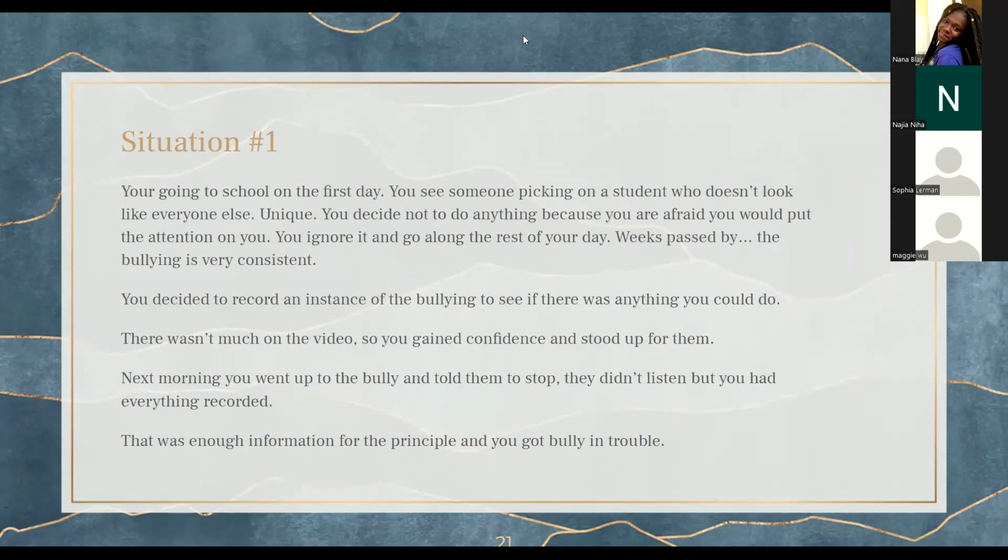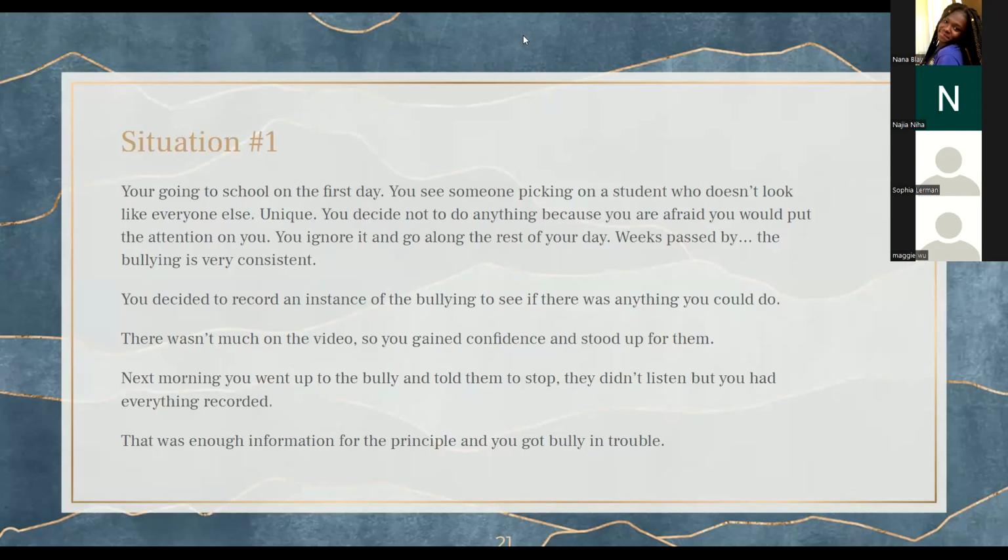So you're going to the school for your first day, you see someone picking on a student who doesn't look like everyone else, who is unique. You decide not to do anything because you're afraid that you will put more attention on yourself. You ignore it and you go along the rest of your day. Weeks pass by and the bullying is really consistent. You decided to record the bullying to see if there was anything you could do.